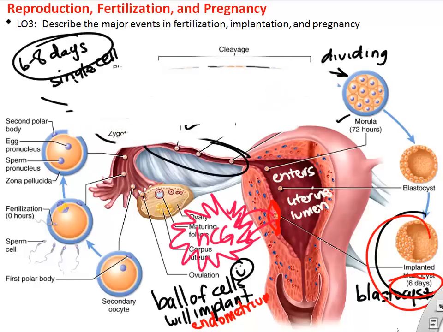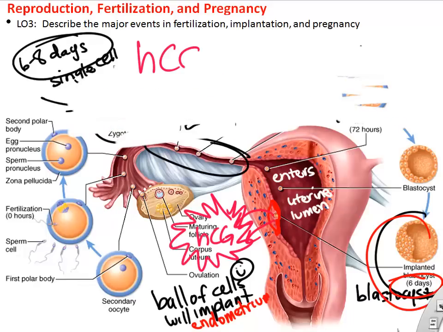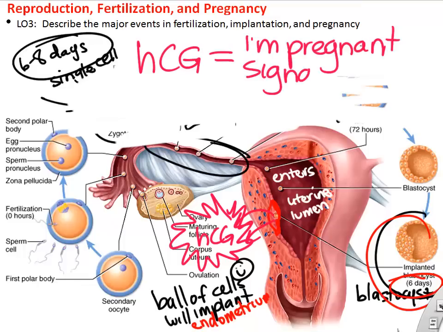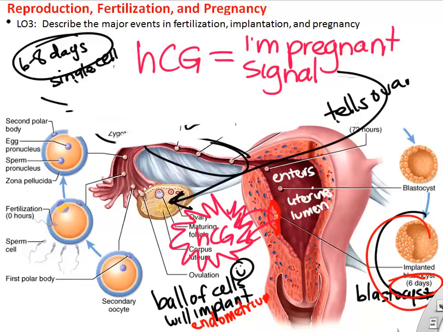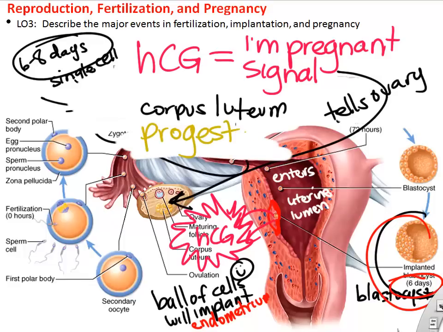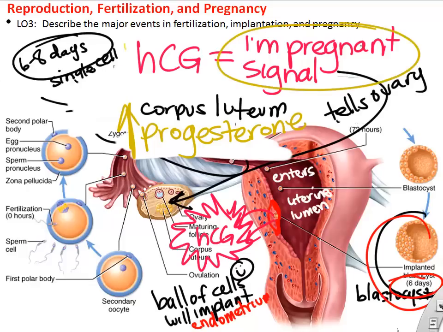Once implantation occurs, this hormone called HCG is made. HCG is sort of like the hormone that signals to your body that you're pregnant, and mainly HCG targets the ovary and the corpus luteum. It tells the ovary and the corpus luteum to continue making progesterone and estrogen, and that continues to keep your uterus in a state that will maintain the implantation and the pregnancy.